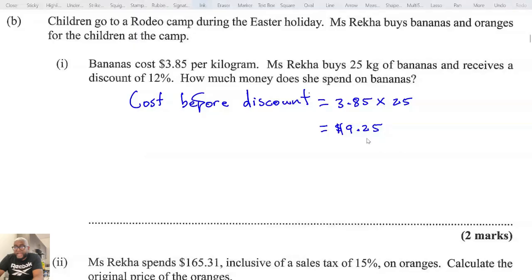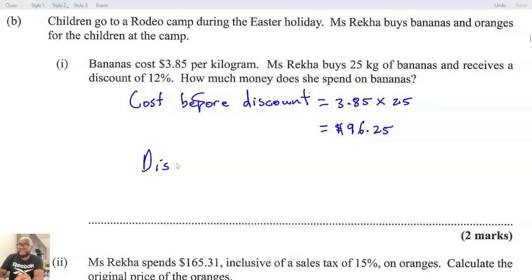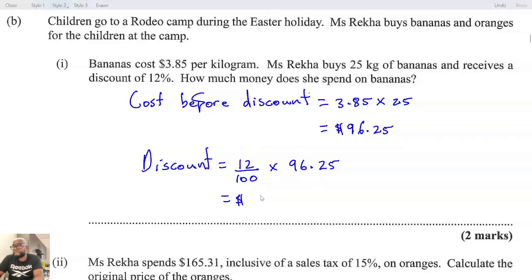I am praying that your work is looking a little structured like this. $96.25, and so let me write that out. Now I need to calculate the discount, right? Can somebody please advise as to how I will calculate that discount? How much percent is the discount? So it will be 12 over 100 multiplied by what was the cost before discount, $96.25. Can somebody please tell me what my discount would be? Work it out.